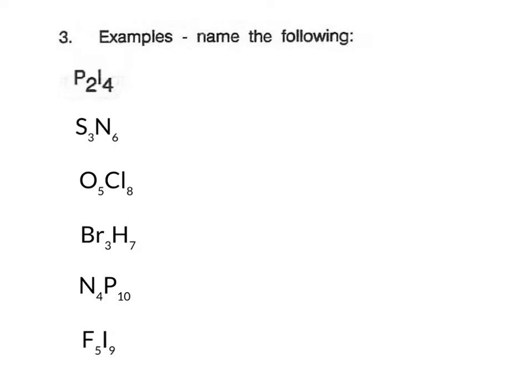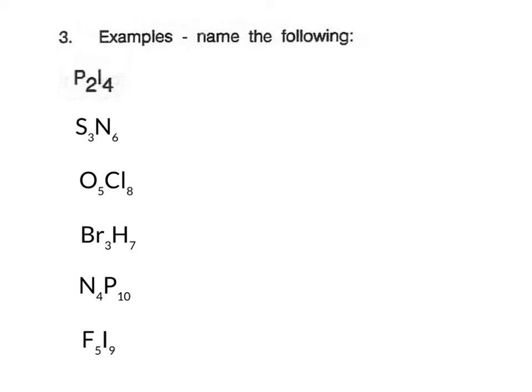Okay, so we're back. For this one we have O5Cl8. We see the oxygen first. We're going to write oxygen. The second element is chlorine. It becomes chloride. There are 5 oxygens. It becomes pentaoxygen. There are 8 chlorines, so we're going to put octachloride. So it's pentaoxygen octachloride.